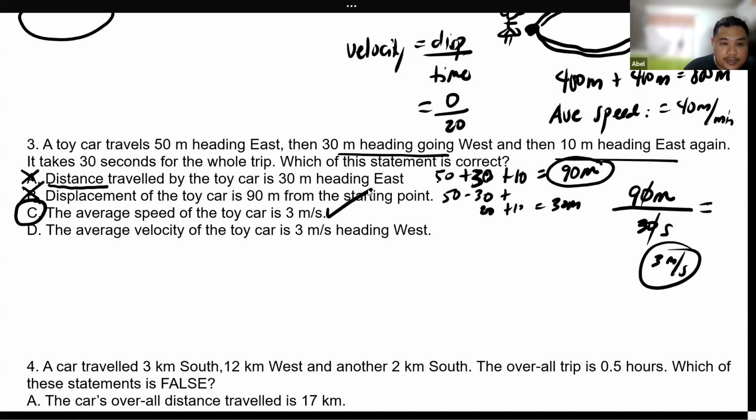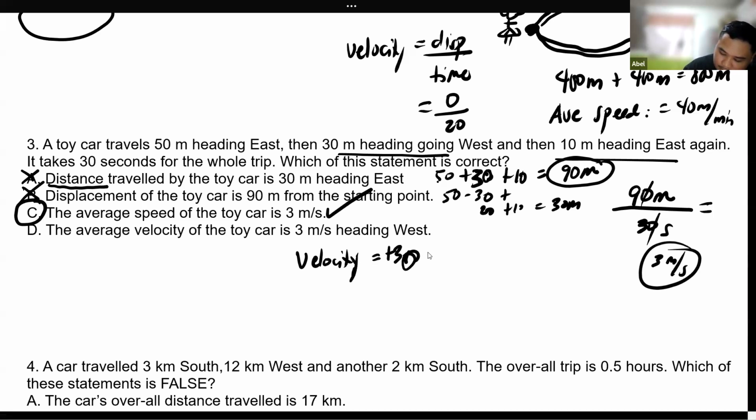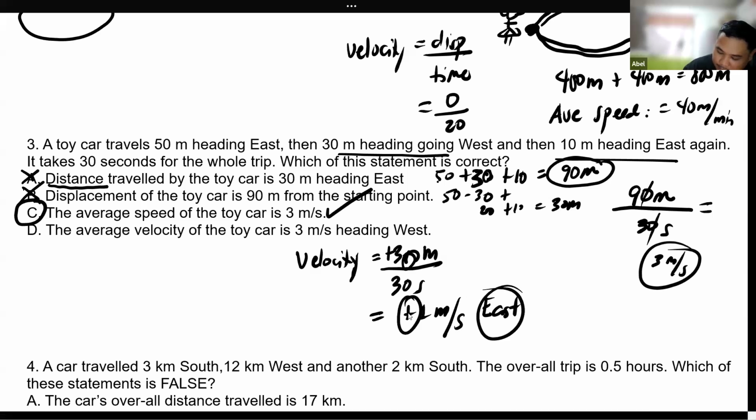Now, how about letter D? Average velocity of the toy car is 30 meters per second heading west. I think this one is wrong, simply because for the velocity, that would be positive 30 meters divided by 30 seconds. And so that would be positive 1 meter per second. And that is heading towards east because of the positive. So this one is wrong.